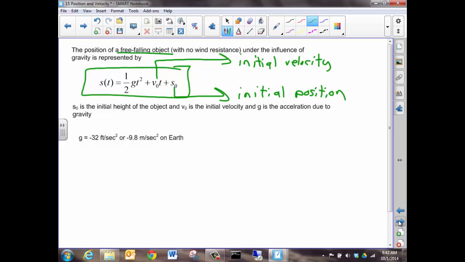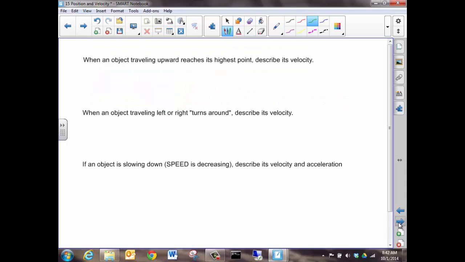What is g? Depends on what your units are. It's negative 32 feet per second squared or negative 9.8 meters per second squared, assuming we're on the Earth. We don't travel off the Earth very often in here. So that's just something to memorize. Now I think I have, yes, I did this right.